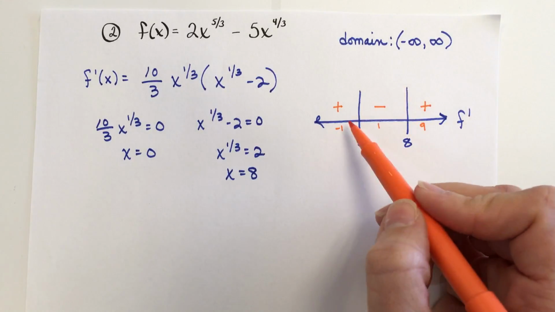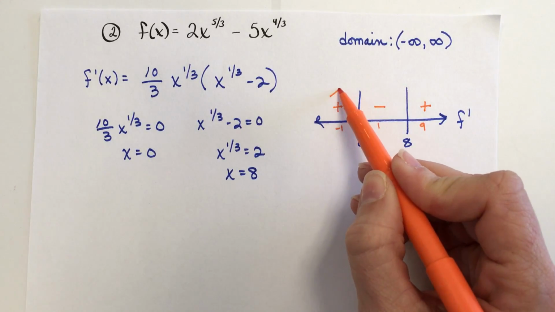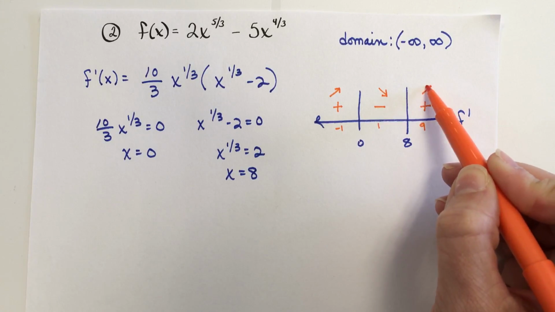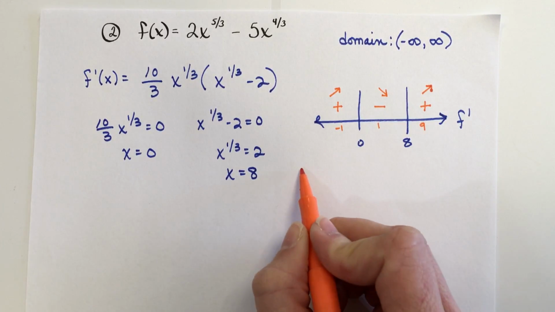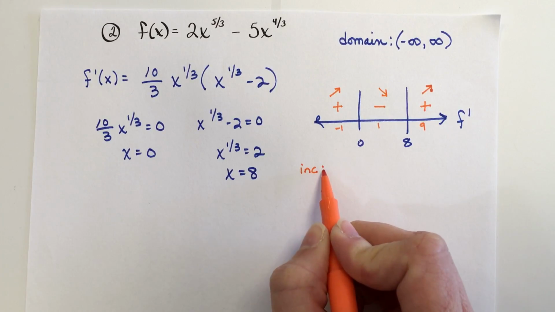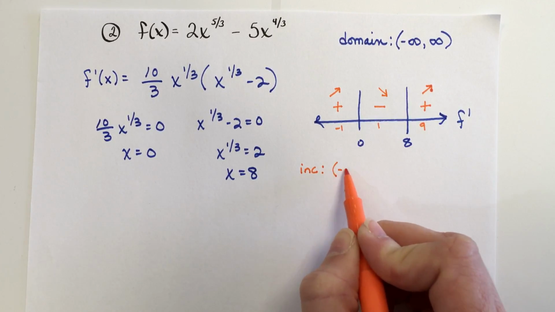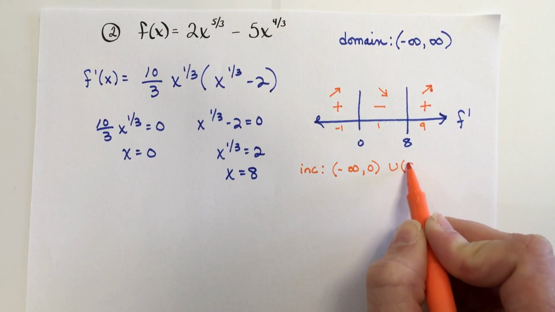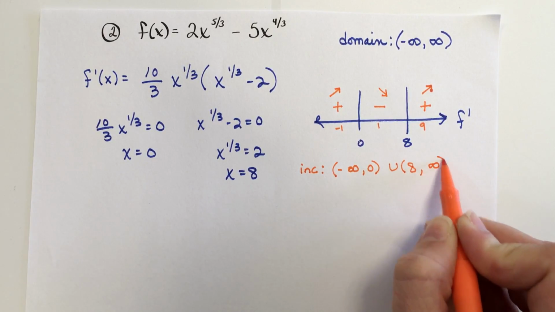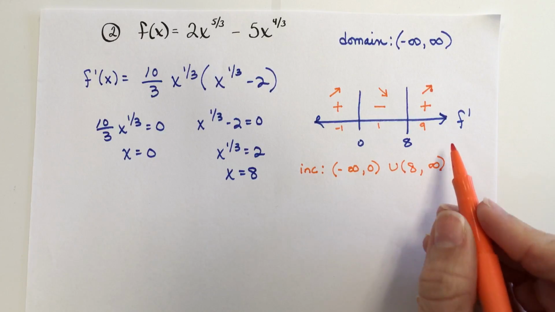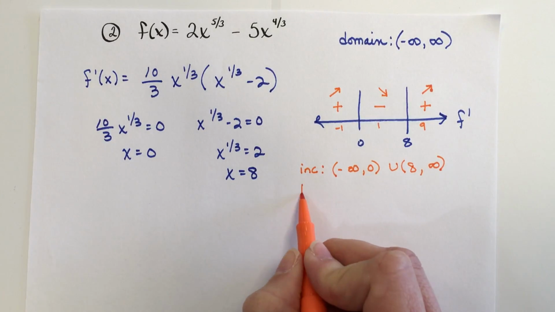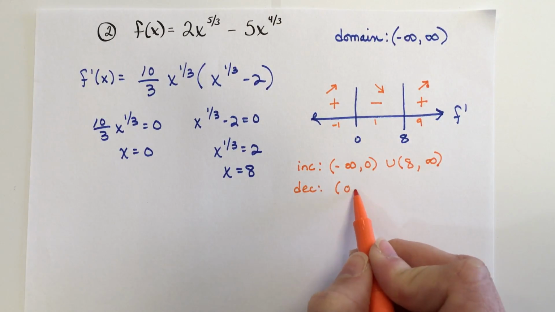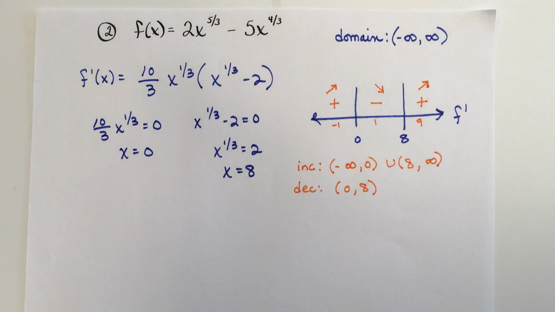So that means that what we're dealing with is this is a section that's increasing, this is decreasing, and this is increasing. So you could go ahead and identify those intervals. So you're increasing from negative infinity to 0, and you're also increasing from 8 to positive infinity. And then for decreasing, that would be, of course, this middle section that runs from 0 to 8.